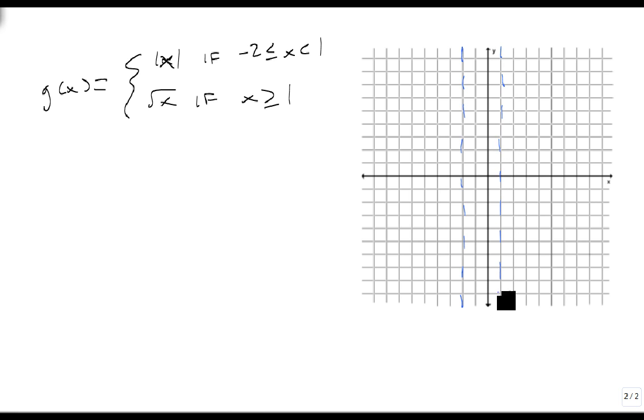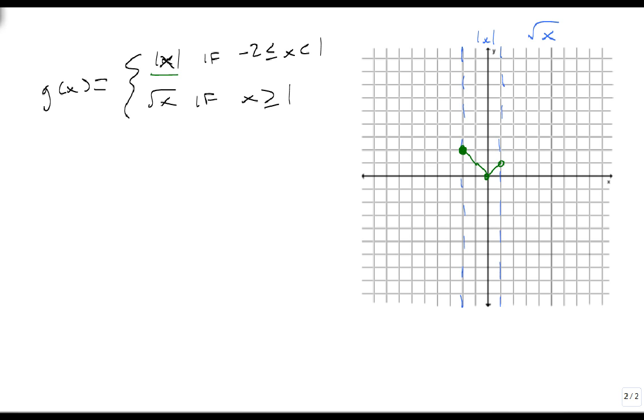So this blue line breaks these up. This is our absolute value of x region. This is our square root of x region, and this region is blank. Don't put any points over here, because there's nothing to the left of negative 2. Well, our absolute value line starts at 0, 0, and it goes up and ends there, and that point's filled in, because if we plug in a negative 2, we get 2. Plug in a negative 1, we get 1. Plug in a 0, we get 0. And if we plug in a 1, we get 1. So the green line is our absolute value of x from negative 2 to 1.